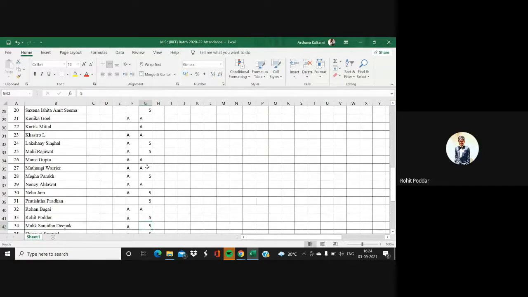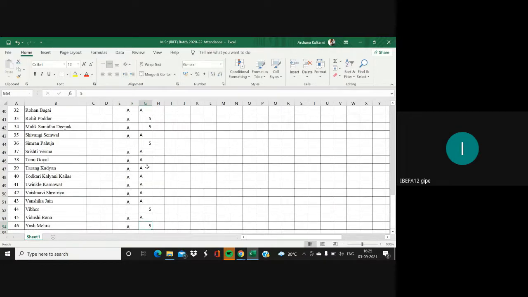Ma'am, Bhavya Patel has raised his hand. I guess he's present if you have marked him absent. Just give me a minute. Let me finish this and then I'll look into that. Okay, ma'am. Samidha, present, ma'am. Shivangi, then Simran, present, ma'am. Srishti, Tanu, Tarang, Kalyani, Twinkle, Vaishnavi, Vanshika, Vibhor, present, ma'am. Vidushi, ma'am, present. Yash Mehra.